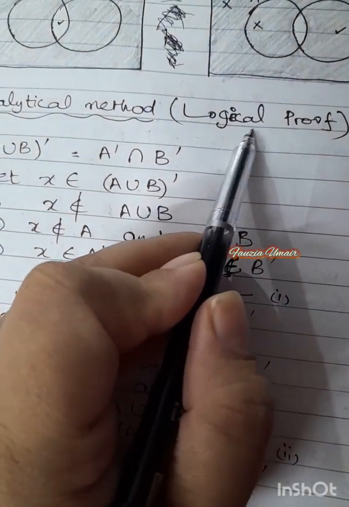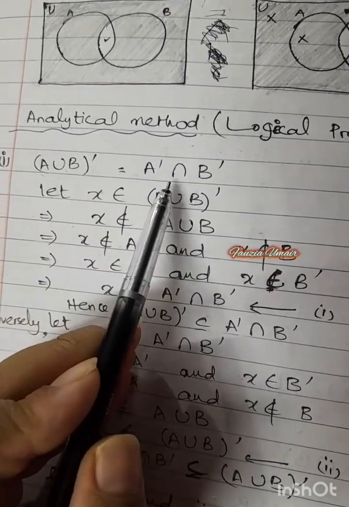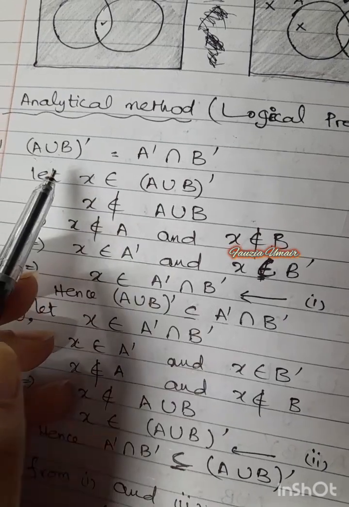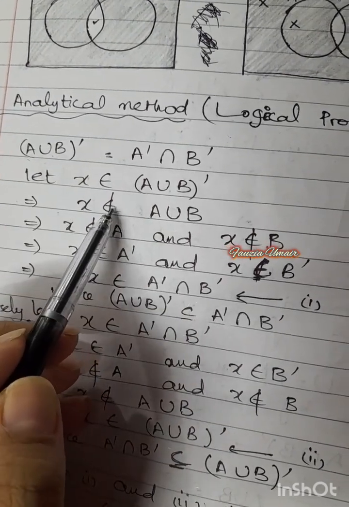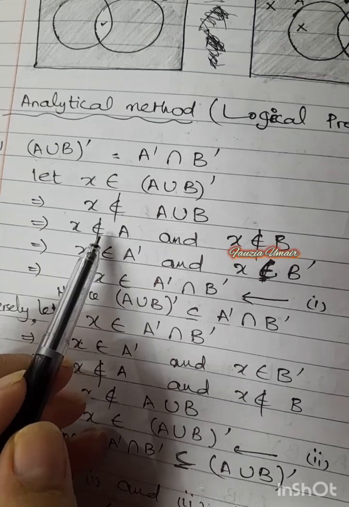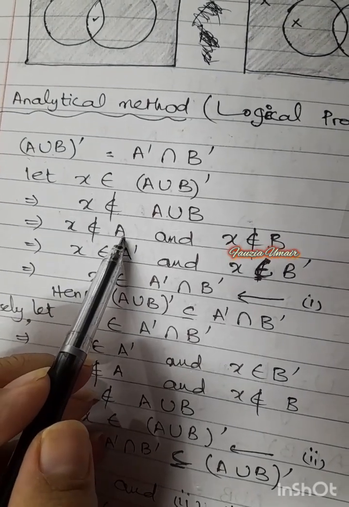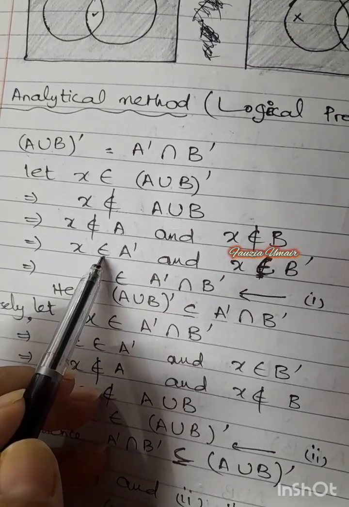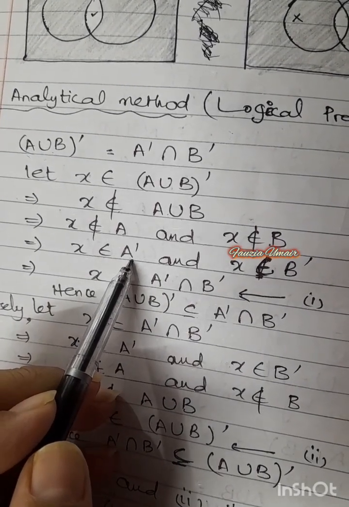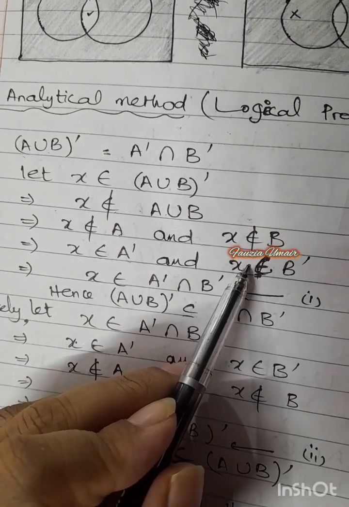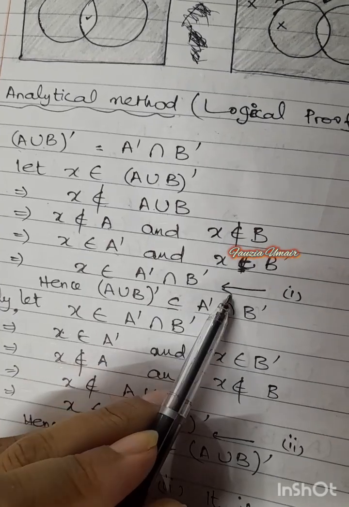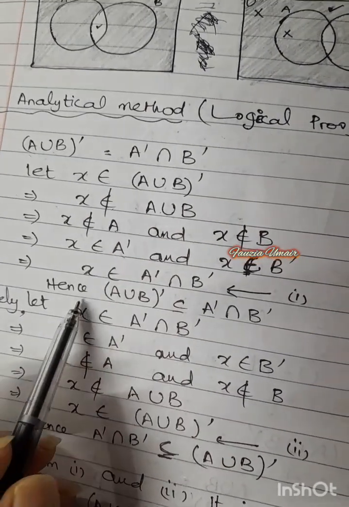Analytical is basically a logical proof. So for the first part you can see A union B complement is A complement intersection B complement. So you will say let X belong to A union B complement. So X, it means that X does not belong to A union B. So X does not belong to A and X does not belong to B. So then it means that X belongs to A complement and X belongs to B complement. So now if we convert it into the other form, X belongs to A complement intersection B complement.